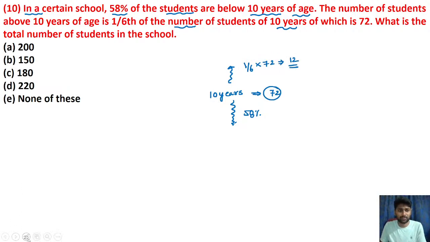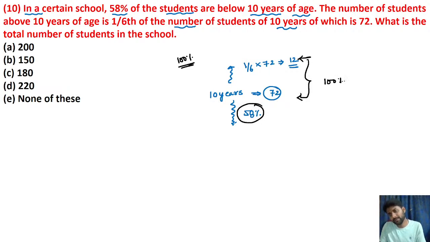Now what is the question? See, what is the total number of students in the school? I just take it as 100 percentage is the total percentage. If below 10 years, it is 58 percentage. Means what I understand is that it includes 10 years and above 10 years. The total value is 100 percentage minus 58 percentage. Now the total value becomes 42 percentage.